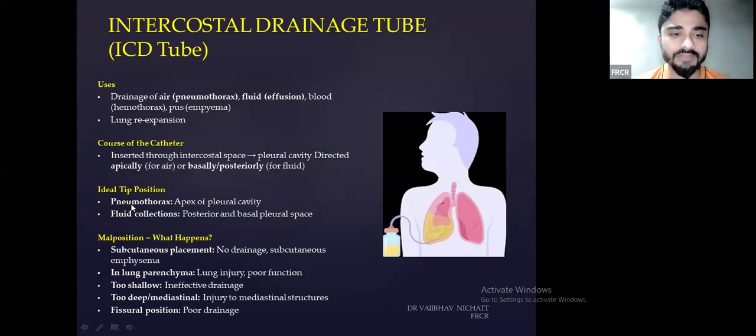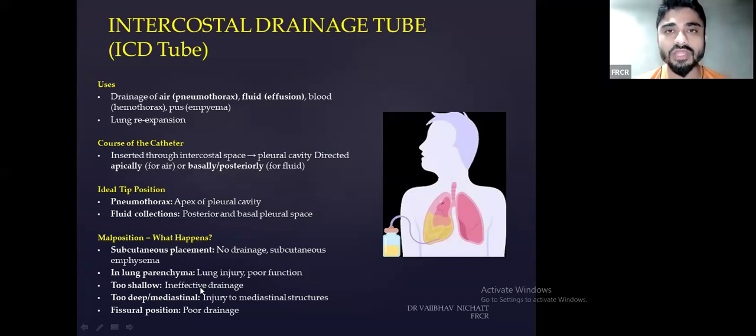Ideal tip position, like we have discussed: for pneumothorax, it should be in the apex and anteriorly placed. For fluid collection, it should be placed posteriorly and inferiorly. What happens if the ICD is malpositioned? If it is subcutaneous placement, then there will be ineffective drainage or no drainage. Subcutaneous emphysema might happen. If it is placed into the lung, parenchymal injury happens, and the patient might develop hemothorax in future.